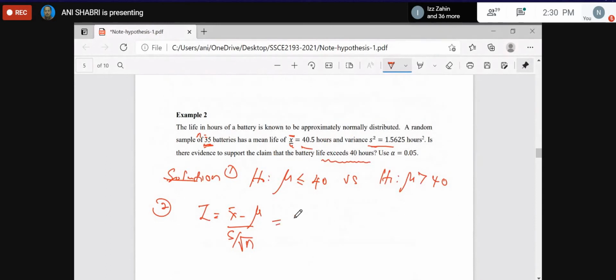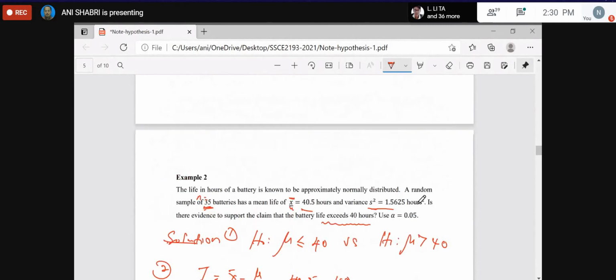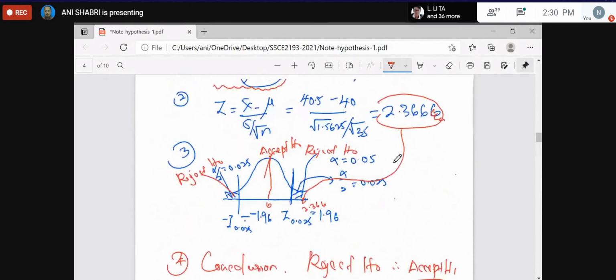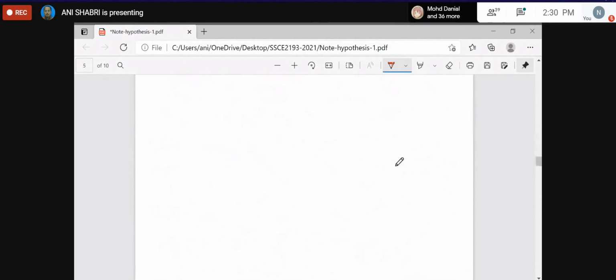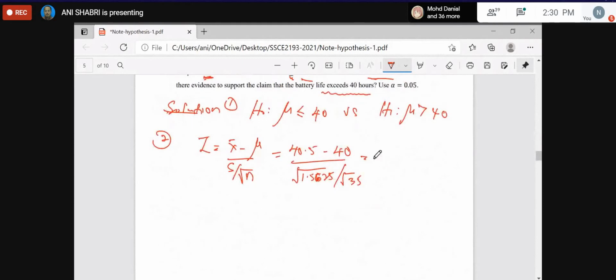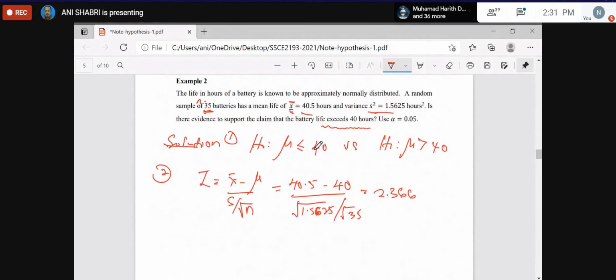Now, S bar is given, 40.5. Mu is 40. Divided by S, 1.5, square root of 35. Okay, the value is the same, n is 35. We get the same value as example 1, 2.366. After that, number 3, we must determine the region.